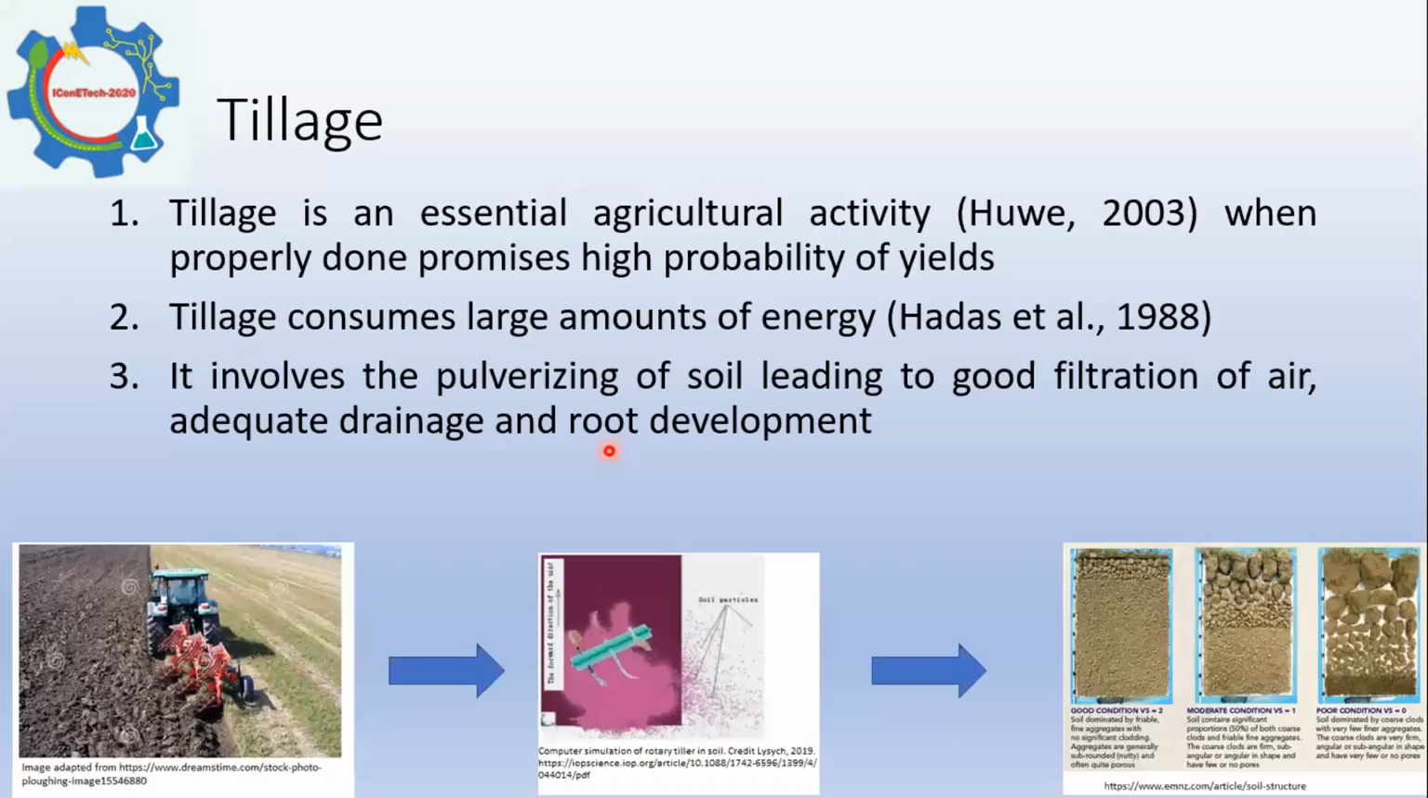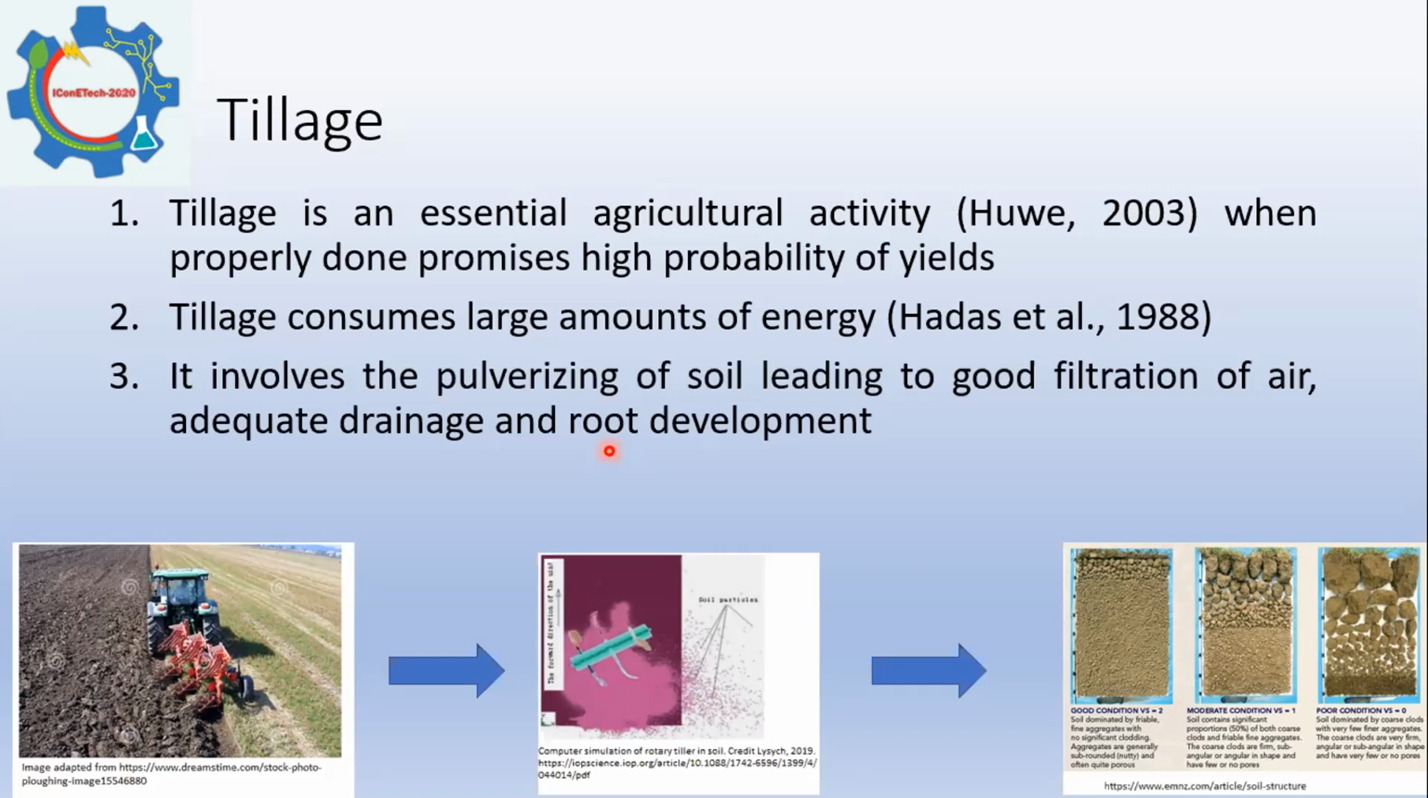This research focuses on tillage and tensile fracture in tillage activities. Tillage is known as an essential agricultural activity, and it uses large amounts of energy to create an environment that can sustain plant growth. Such an environment involves the pulverization of soil so that you get good filtration of air, adequate drainage, and root development.